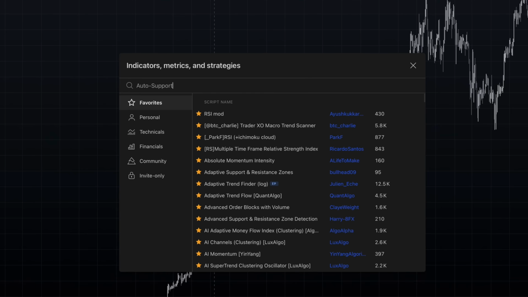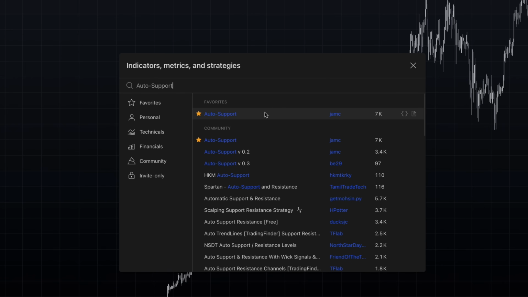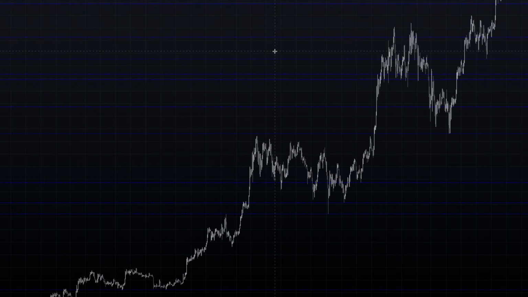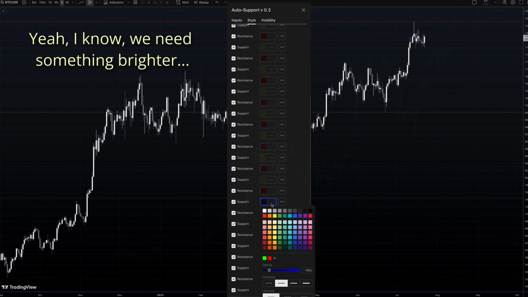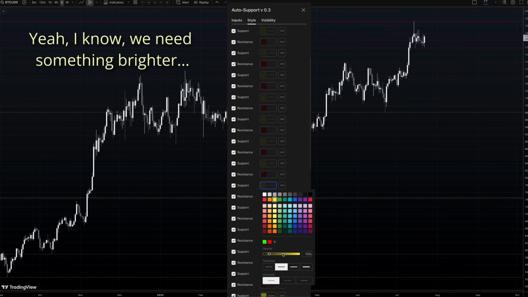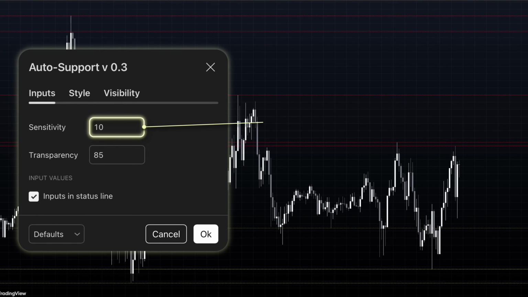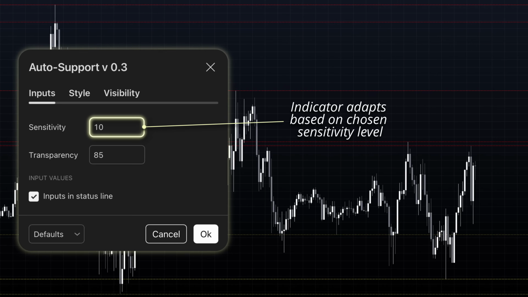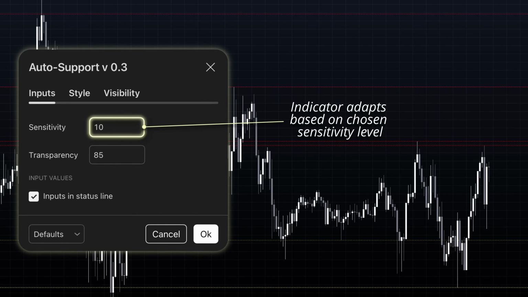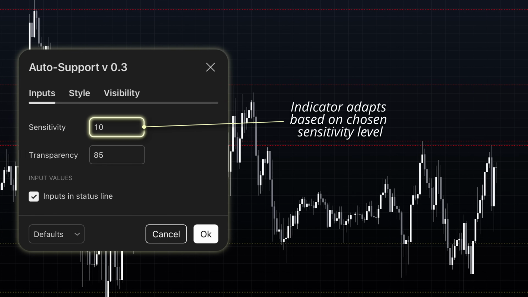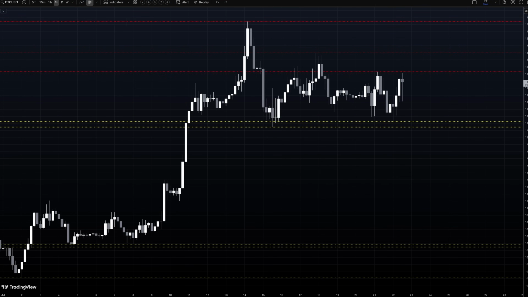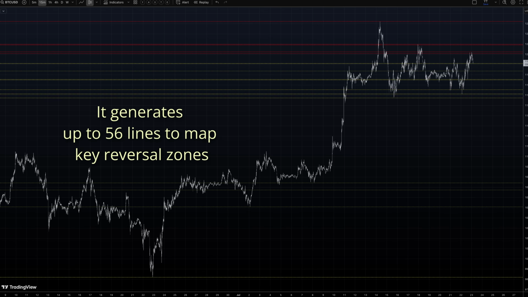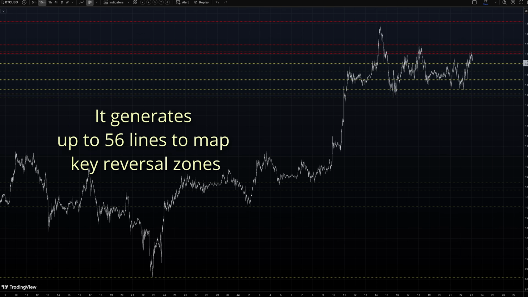Auto Support V0.3. Created by JMC, this Pine script indicator generates multiple support and resistance levels using a multiplication-based approach across various look-back periods. The indicator operates by taking a user-defined sensitivity parameter, 1 to 10, and multiplying it by predetermined factors to establish different timeframe perspectives. Each multiplication creates both a resistance line from the highest price and a support line from the lowest price over that specific period. This generates up to 56 total lines on the chart, creating a comprehensive grid of potential reversal points.